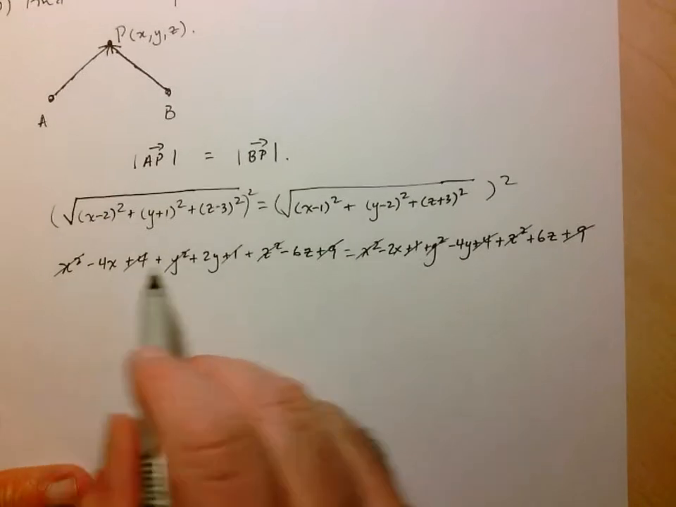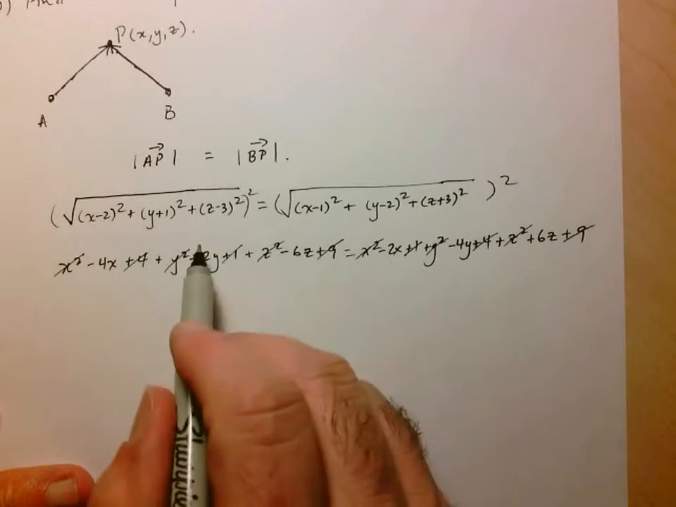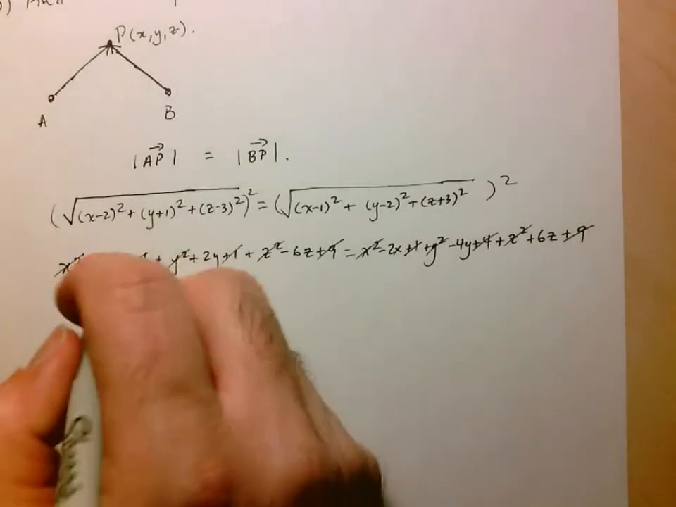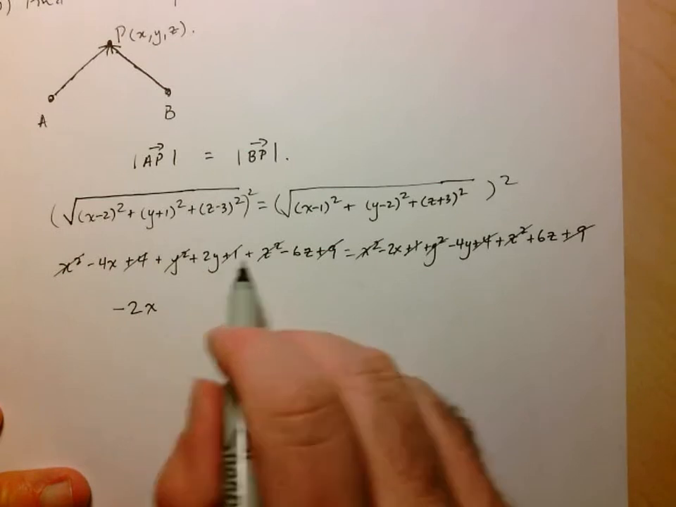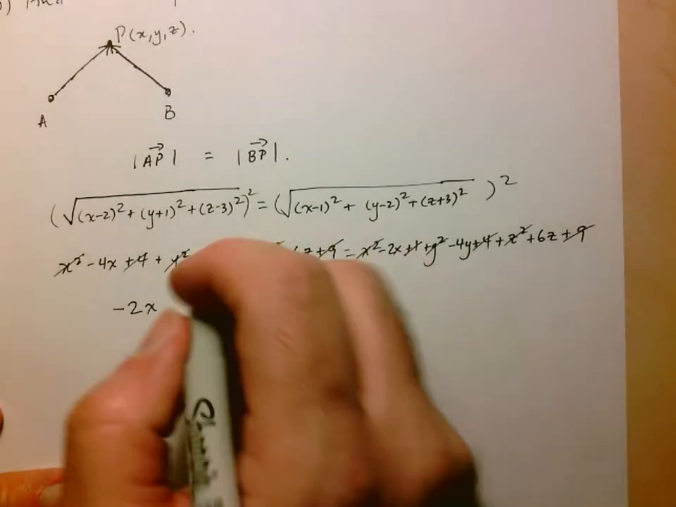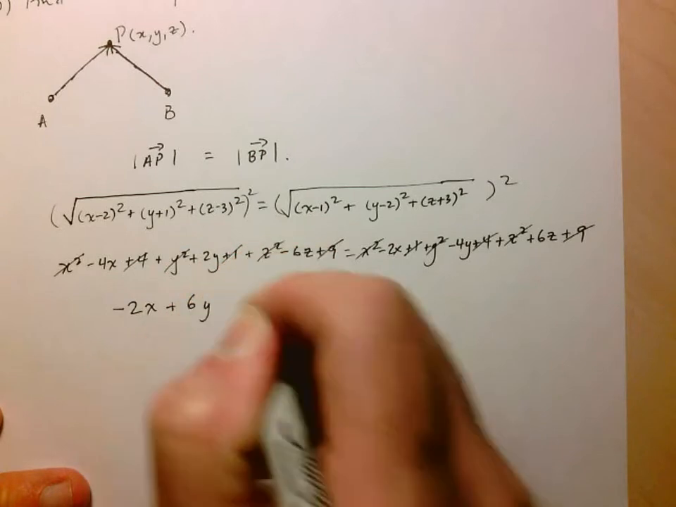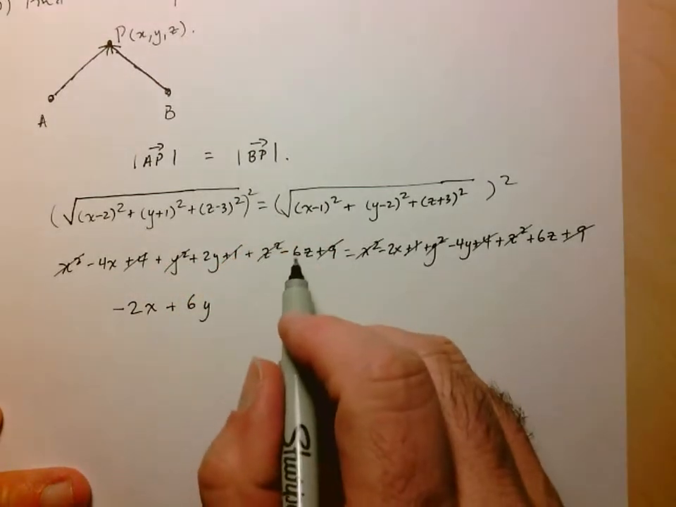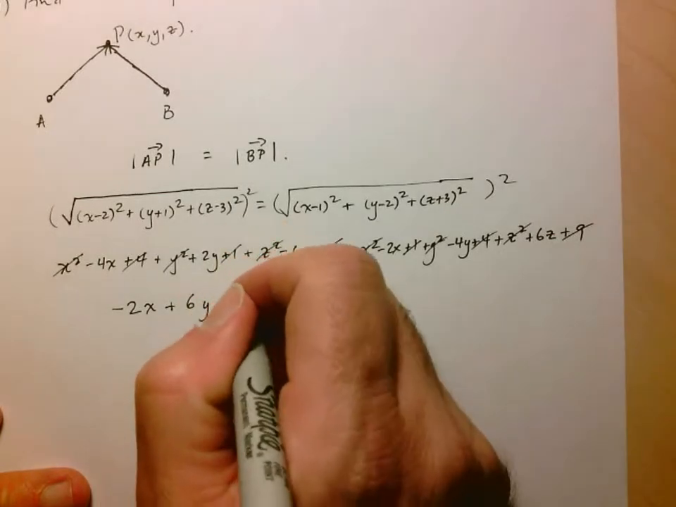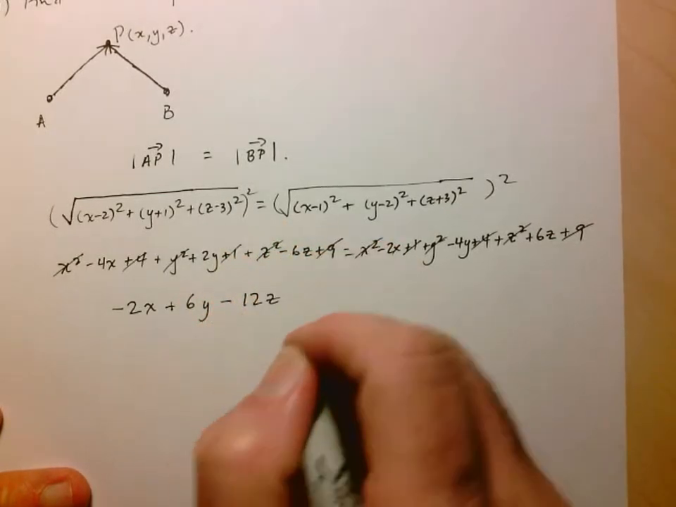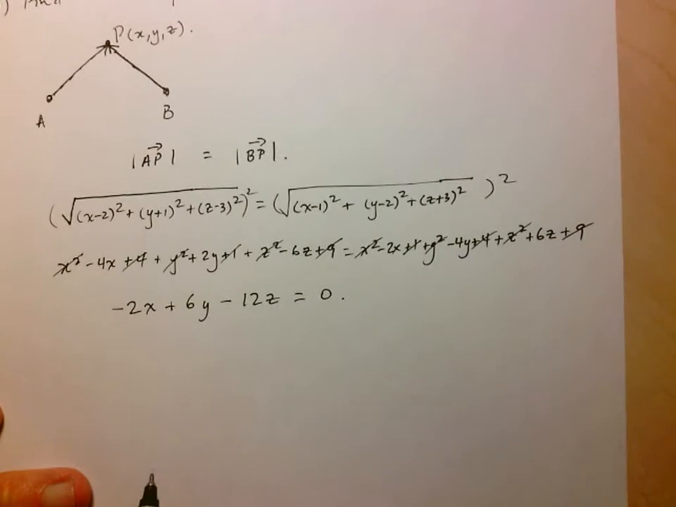So here we've got negative 4x, and there we've got a minus 2x, so bring that to the other side. So negative 4 plus 2 is negative 2x. We've got 2y plus 4y, so plus 6y. Then here we have negative 6z minus another 6z, so minus 12z, and I've just got equals 0.